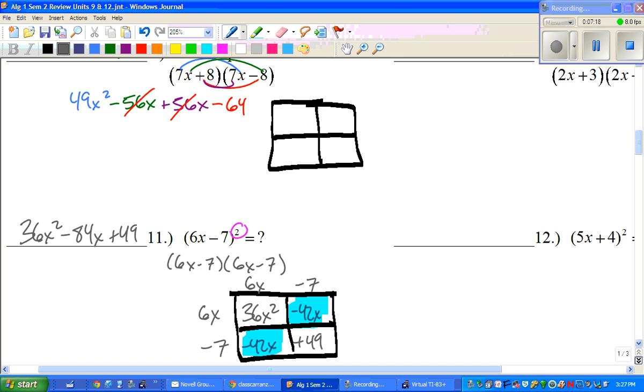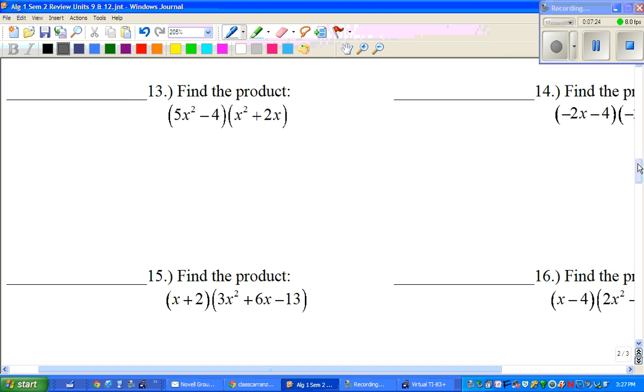Alrighty, let's flip it over. Okay, find the product. Why don't you guys pause the video and see if you can do it, either FOIL or box, on your own. Good luck.